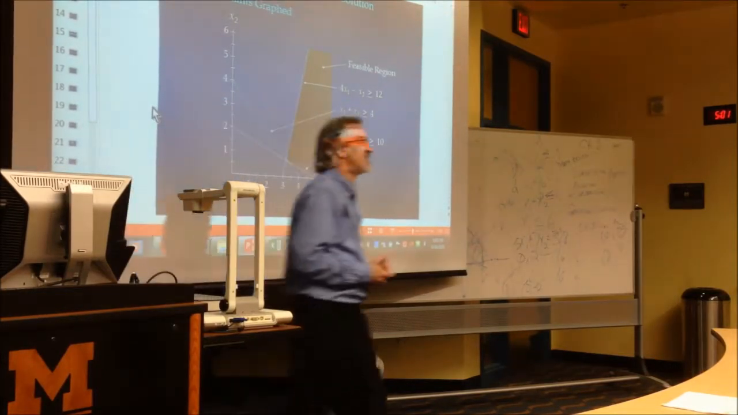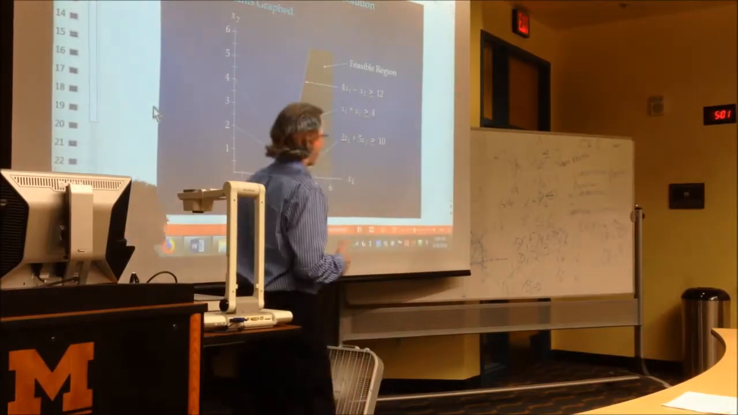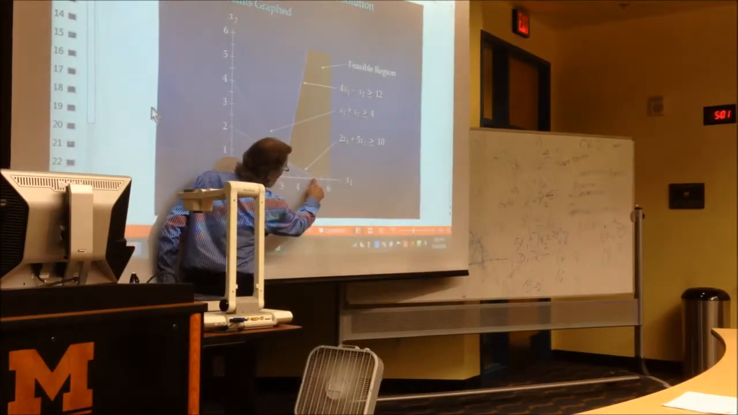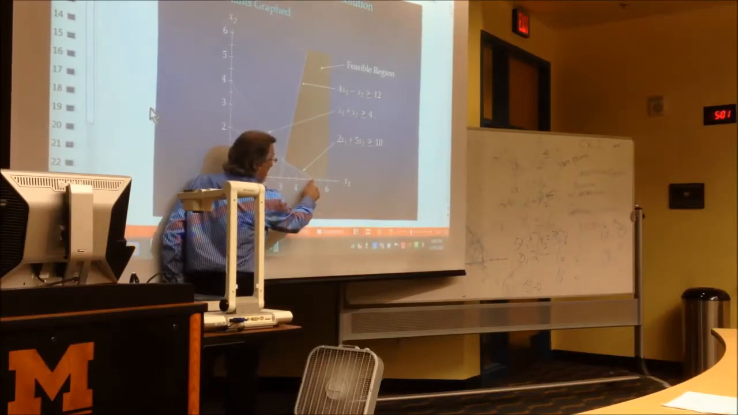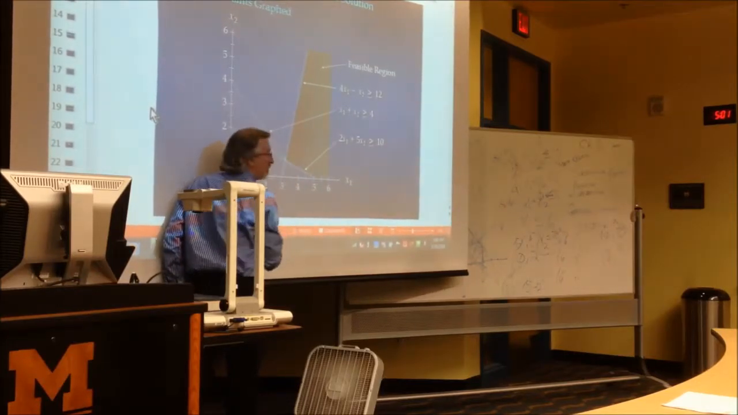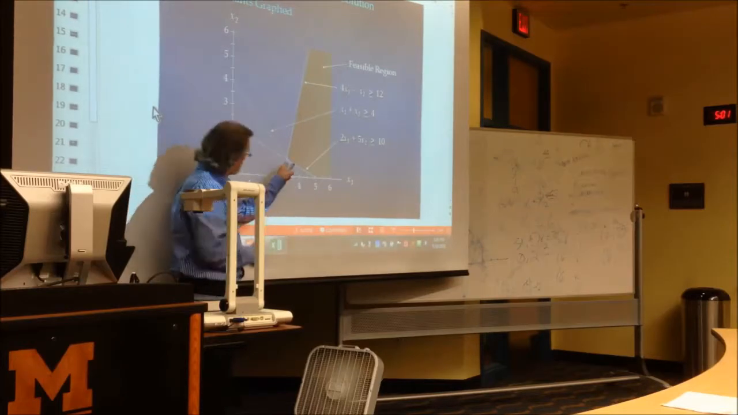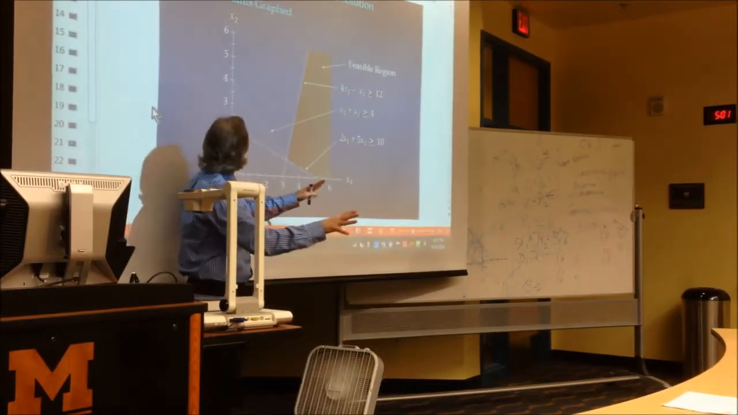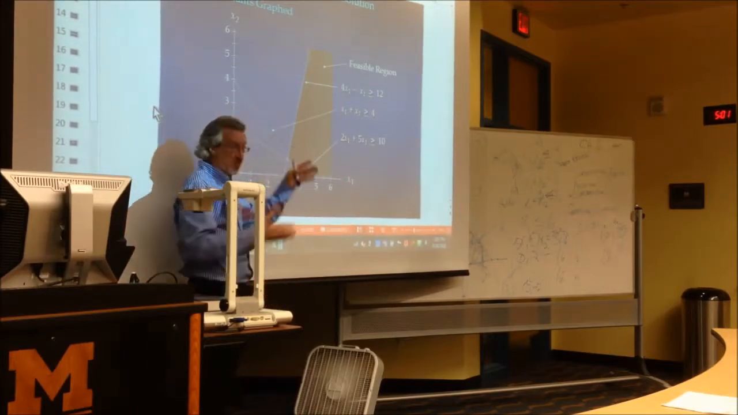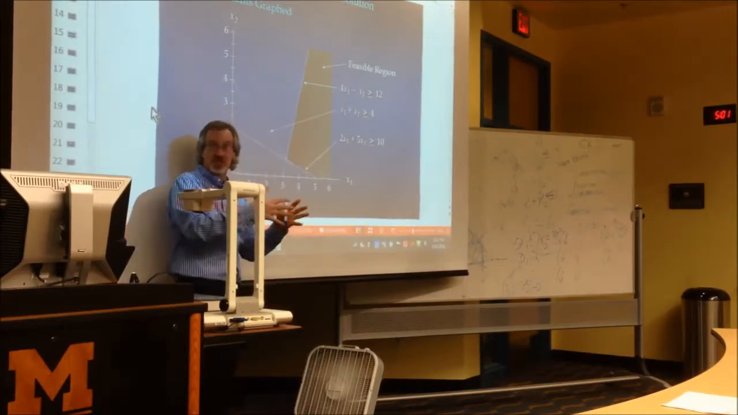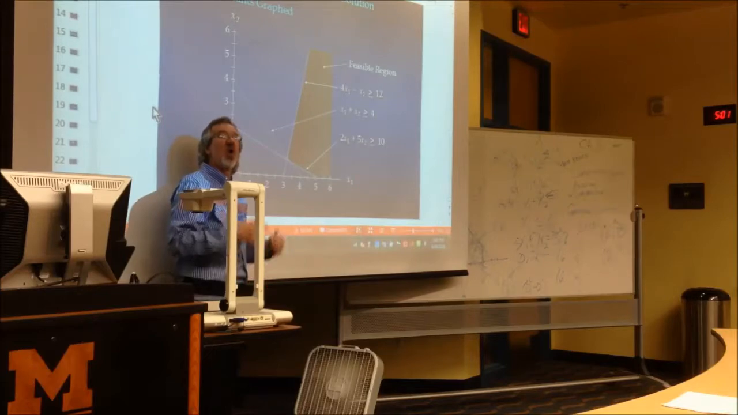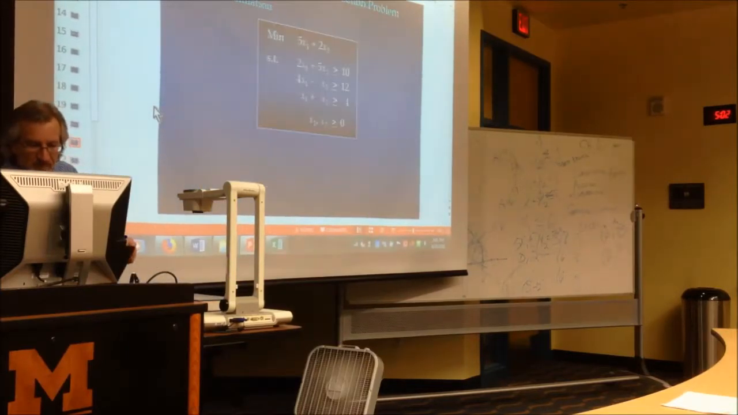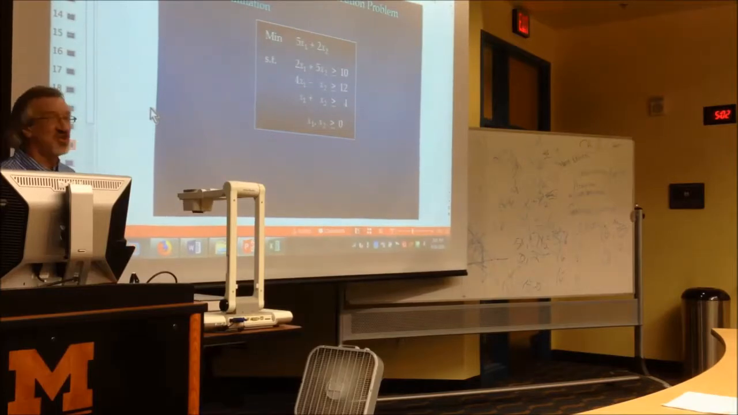How many? There's 3. There's 2 of them right there, there and there, and then that one there. 5, 0, this one, and that one. And we could do the math on these equations to figure out what those 2 points are, plug them into the objective function. This is a minimization, so whichever one would give us the smallest objective function would be your optimal solution. Or we could go back to the objective function, 5x1 plus 2x2.